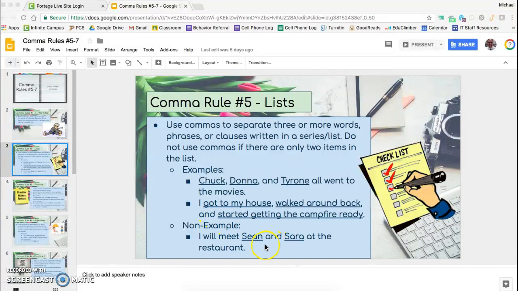Now in the bottom one, the one that I call a non-example, it says I will meet Sean and Sarah at the restaurant. Again, we have a list, we have a word and separating them, but in this case there are only 2 people, Sean and Sarah. So since there are only 2, you do not use a comma before the word and, you just leave it without a comma. So some of the ones that you'll do on your practice sheet will not need any commas at all.